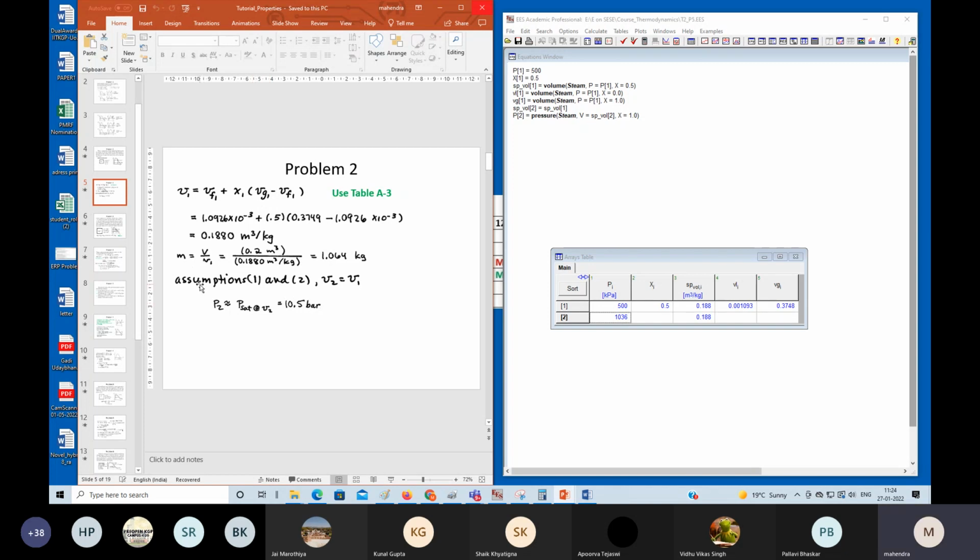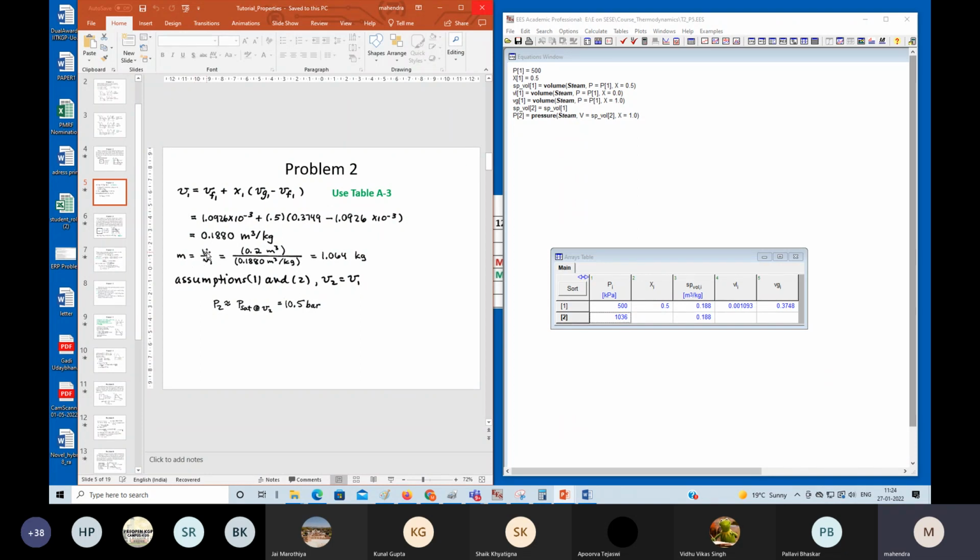Whatever problems we solve in the conventional method, the same problems in the next class, let us solve using the Engineering Equation Solver also. Okay, this is fine. So what do you need to calculate? You need to calculate mass. How are you calculating mass?